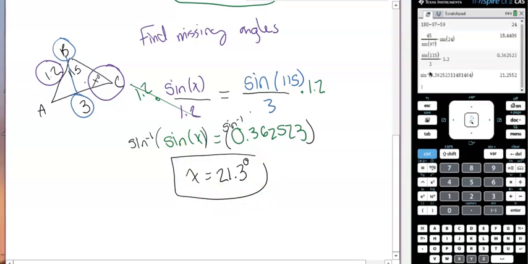And if we look over here, hopefully that kind of makes sense. It definitely needs to be small, because 115 is going to use up most of our 180. So there you have it. There's how you use law of sines to find missing angles in triangles.